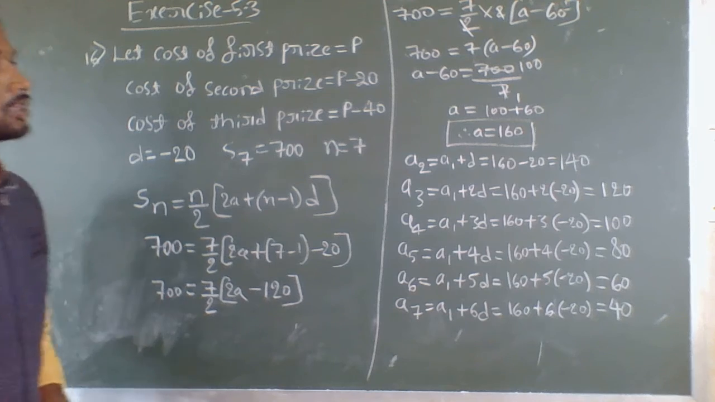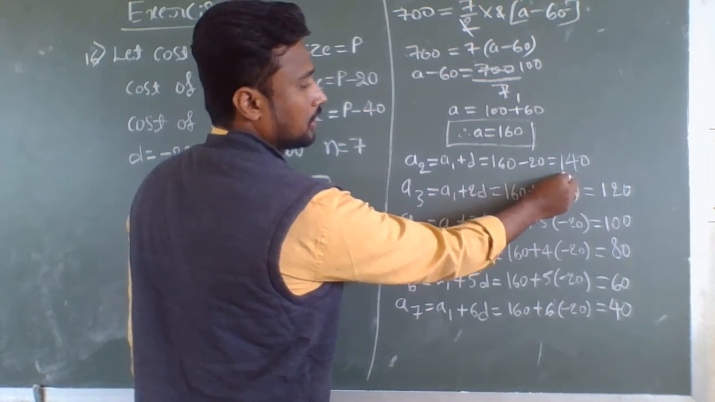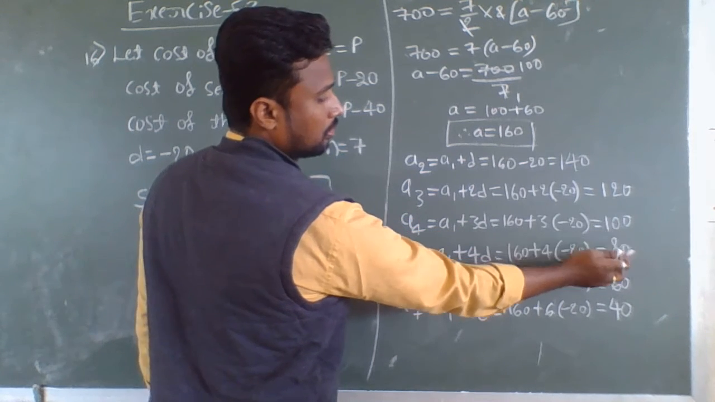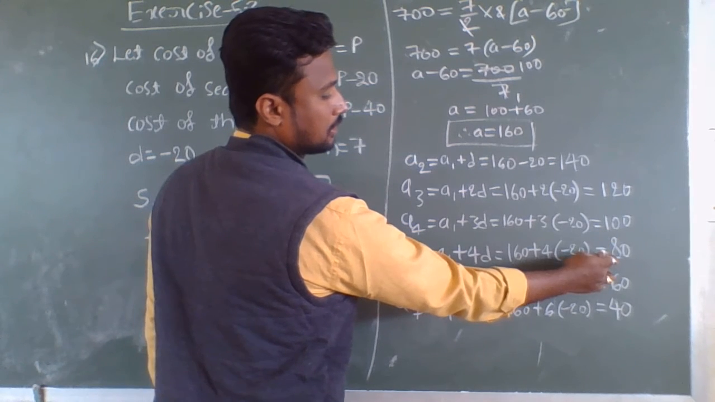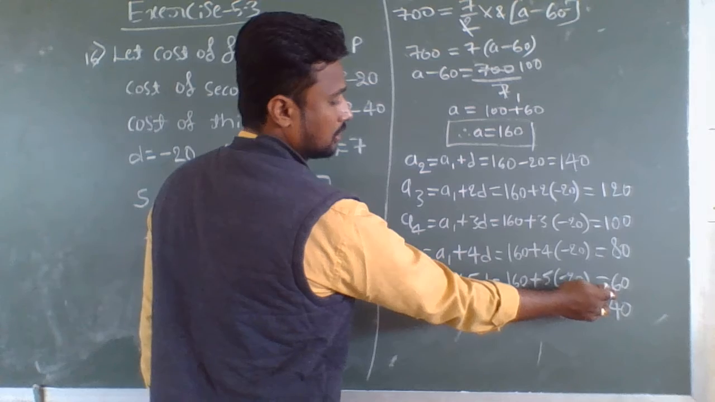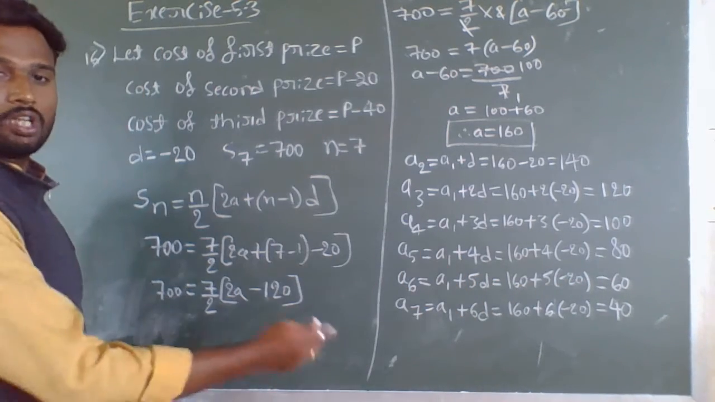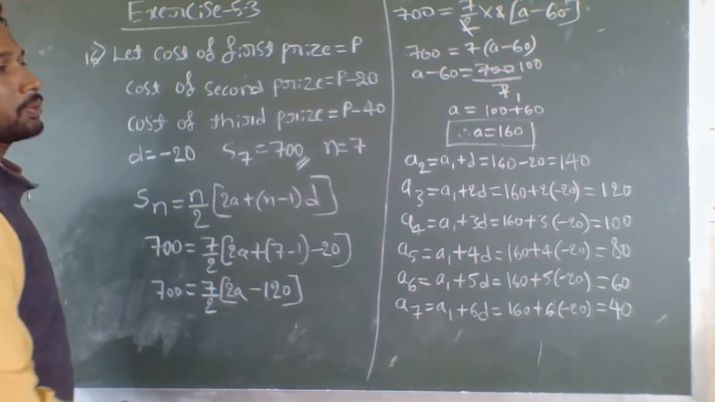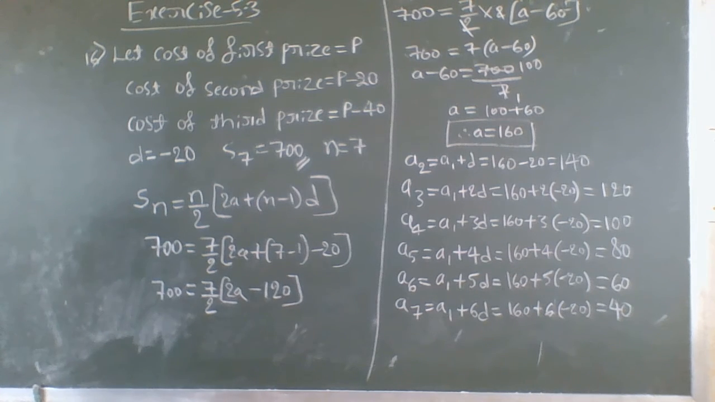If you want to cross check this, you can add these numbers: 160 plus 140 is 300, 300 plus 120 is 420, plus 100 is 520, plus 80 is 600, plus 60 is 660, plus 40 means 700. So the total amount is 700 only, and this 700 rupees is used to give prizes to the 7 students only. So this is the 16th problem.